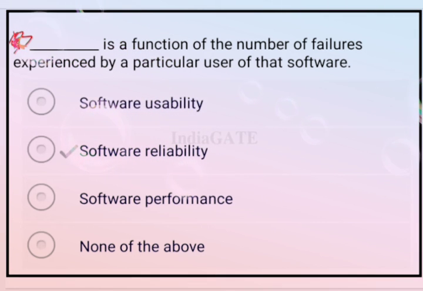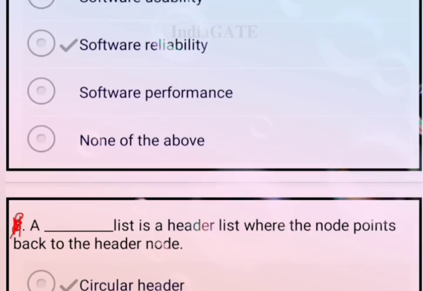Dash is a function of the number of failures experienced by a particular user of the software. So the correct answer is software reliability. Option B is your correct answer. Okay, now come to the next question.